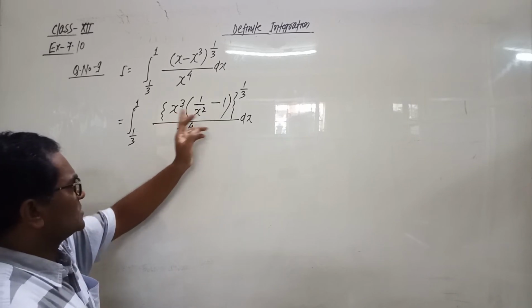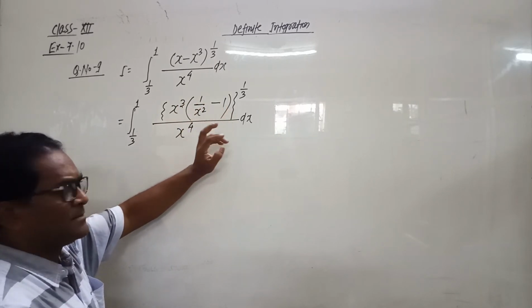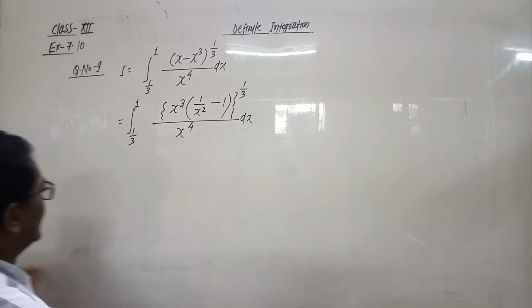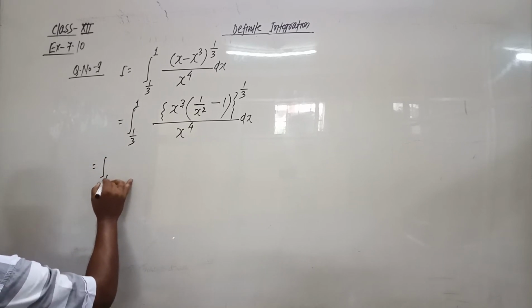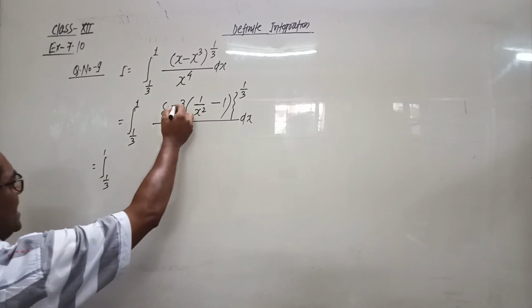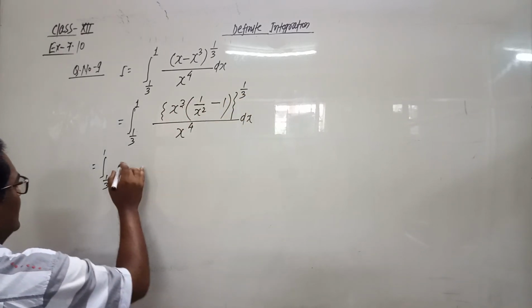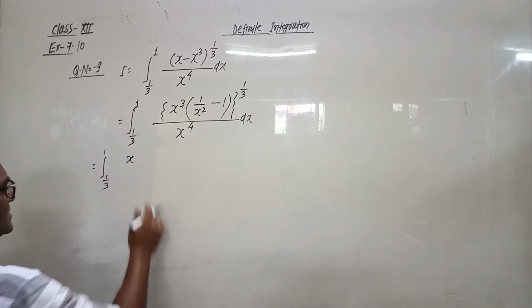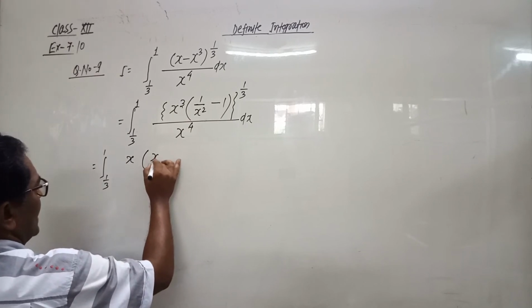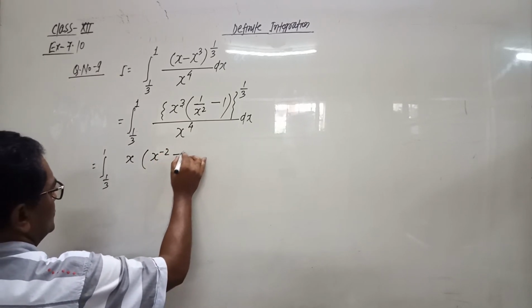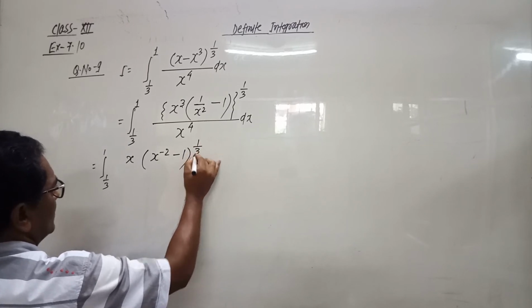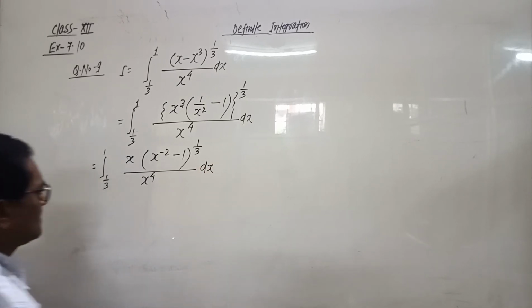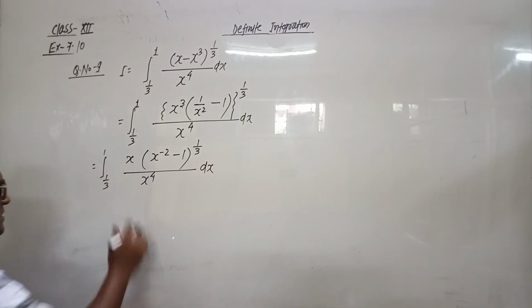Now these two terms, x cube and the term containing the bracket, both have the power 1 by 3, and these two terms can be separated. Limit from 1 by 3 to 1. X cube raised to the power 1 by 3, the power gets multiplied. So 3 and this 3 get cancelled and it remains x. Minus 1 by x square can be written as x raised to the power minus 2, minus 1 raised to the power 1 by 3 upon x raised to the power 4 and dx. So x to the power 4 and x get cancelled.